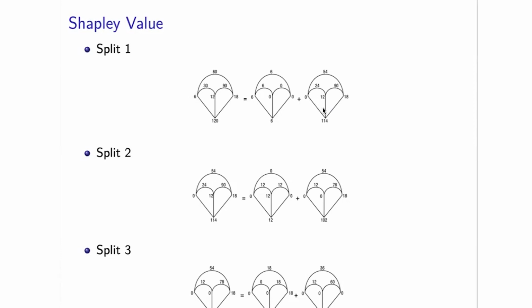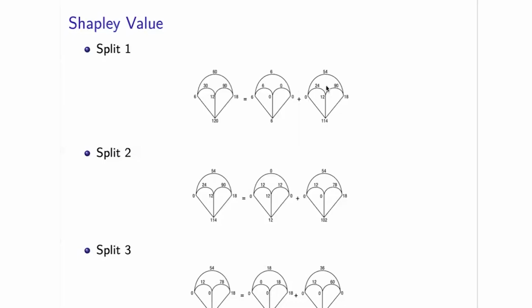And in the other game that you have, we are always going to be doing this split into 2 parts. What you're going to do is take the residual, right? So 60 minus 6, 54. 6 minus 6 is 0, 30 minus 6 is 24, 90 minus 0 is 90, 18 minus 0 is 18, 120 minus 6 is 114, right? So this is the first splitting.